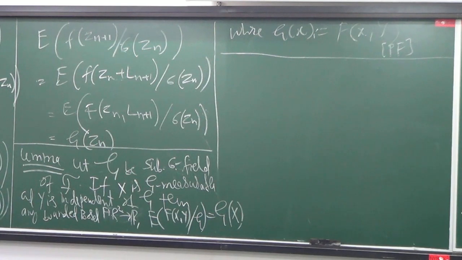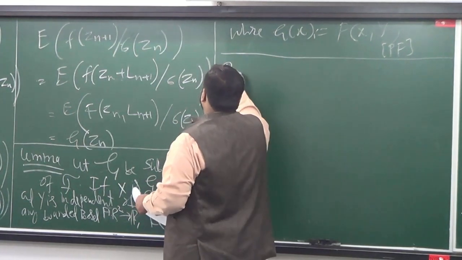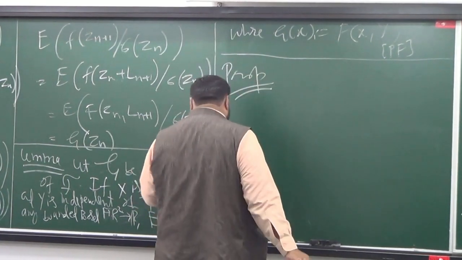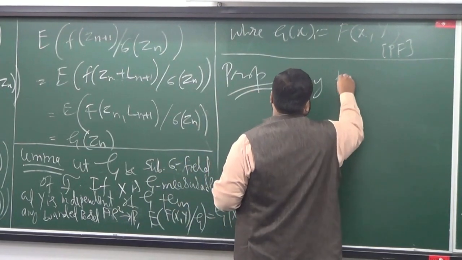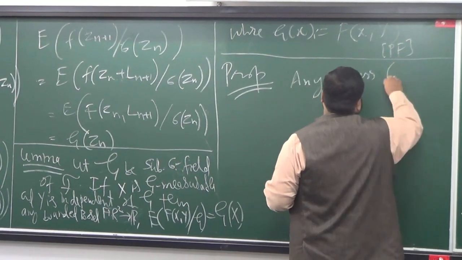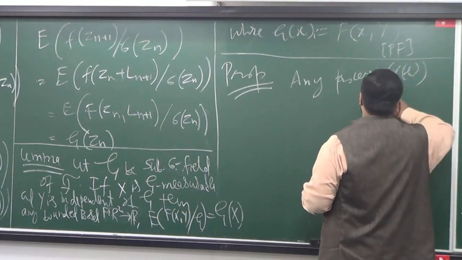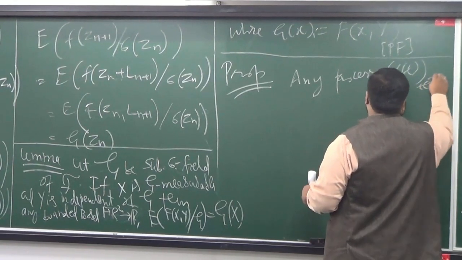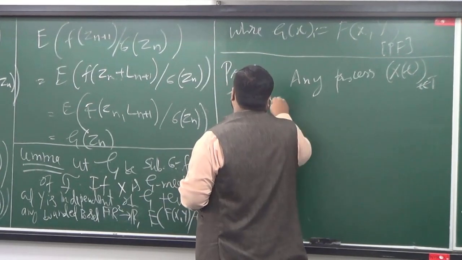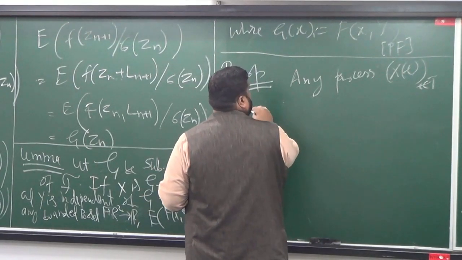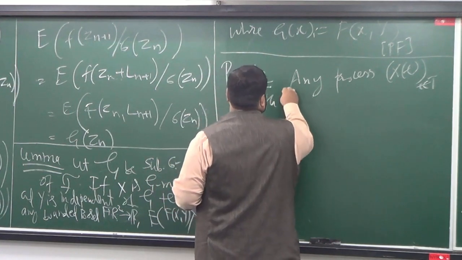So why do I want to do this now? Because I want to write a proposition. Proposition goes like this. If you have any process, stochastic, discrete, continuous, any process with independent elements.